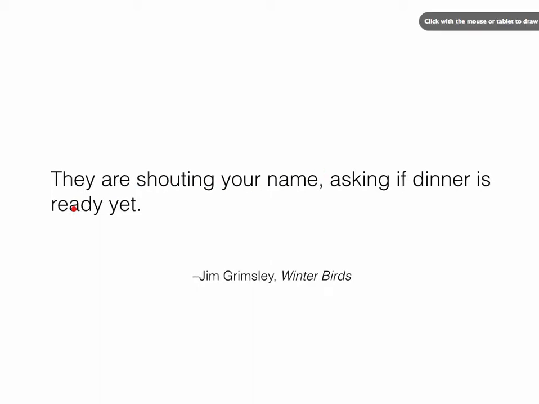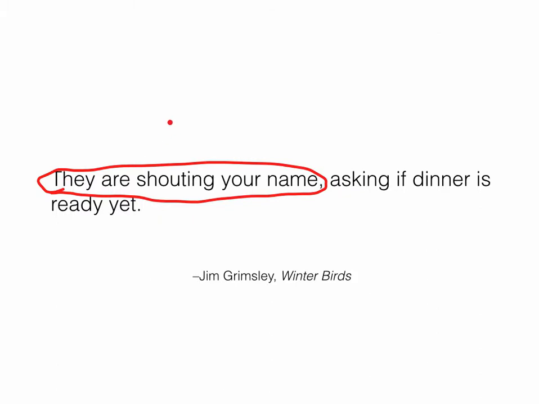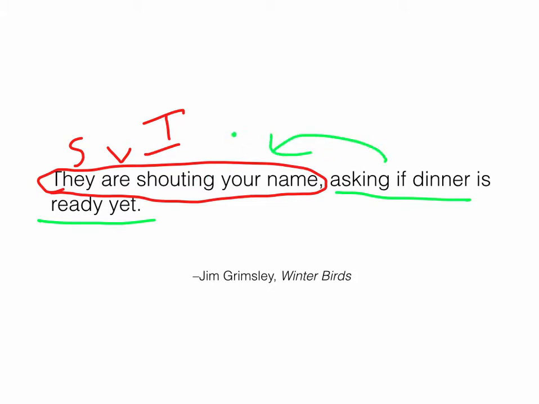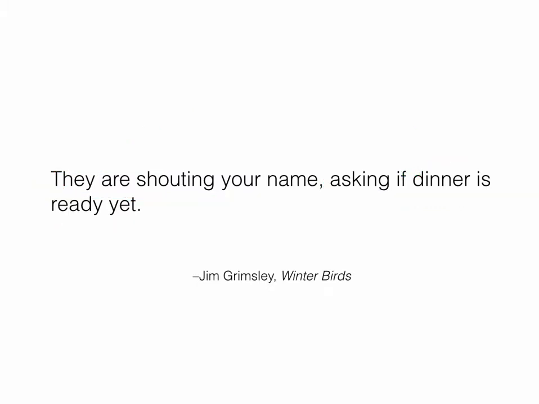All right, looking at this next one, this is my independent clause. They is the subject. Are is my linking verb in this case, so it's got a subject and a verb. It expresses a complete thought. And what's attached to that is a dependent clause, asking if dinner is ready yet. It doesn't say who or what. This is not a complete sentence, so it's okay to go ahead and attach that to the independent clause. This one is dependent.